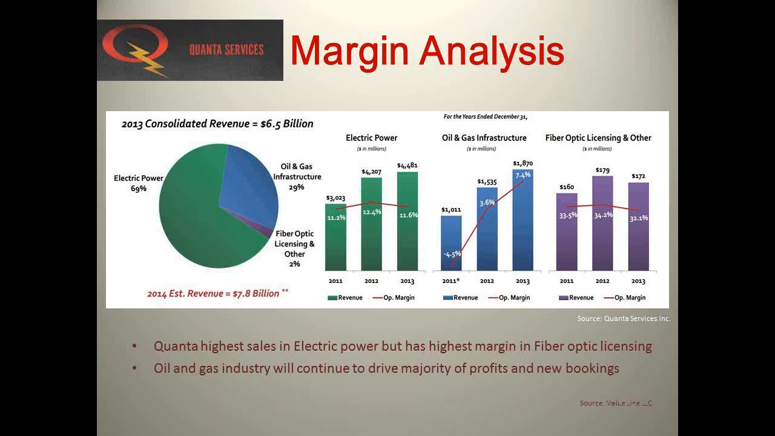Looking at their margin analysis, we thought this was interesting. Even though Quanta gets 70% of their revenue from electric power, their margins are inflated by fiber optic licensing. This is a very small segment of the company, but it has very high margins. They don't really see much potential for growth there. Where they see most of their growth is in the oil and gas infrastructure, which has very volatile margins. So they do a really good job of evening that out by focusing on all three of these segments.